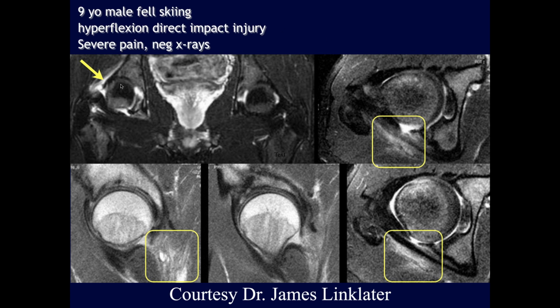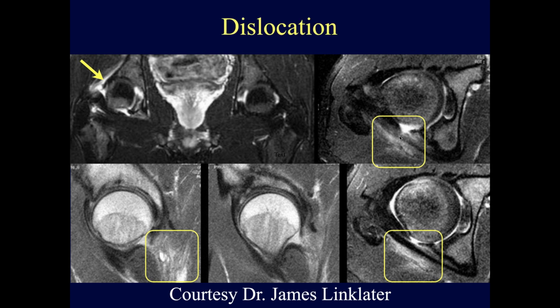So the ischiofemoral ligament here is torn. We also have an injury posteriorly here. And this is a patient who was dislocated. I'm not sure about the bone here. I don't remember that being abnormal. But we can see that there's significant injuries to the capsule in this dislocation.